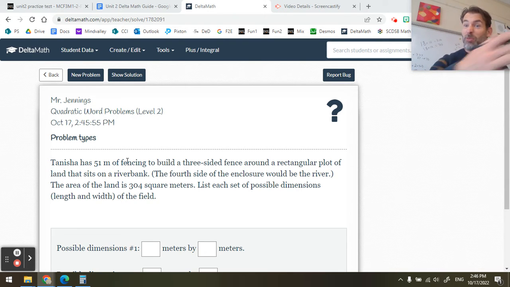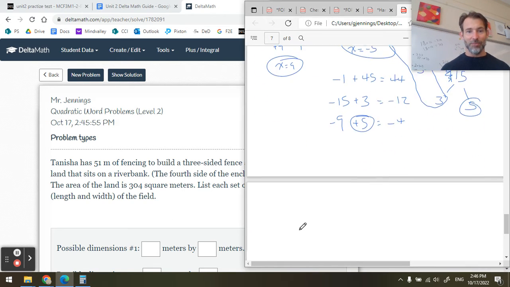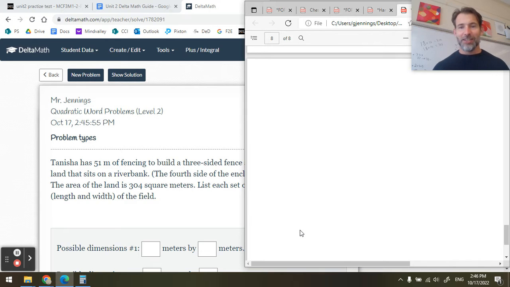She's got unlimited river to work with, and then this 51 meters of fencing. The area of the land is 304 square meters. List each set of possible dimensions of the field. All right, cool. So this sounds a little bit quadratic. Okay, so let's draw a picture. The first step with any of these is to read and draw a picture.